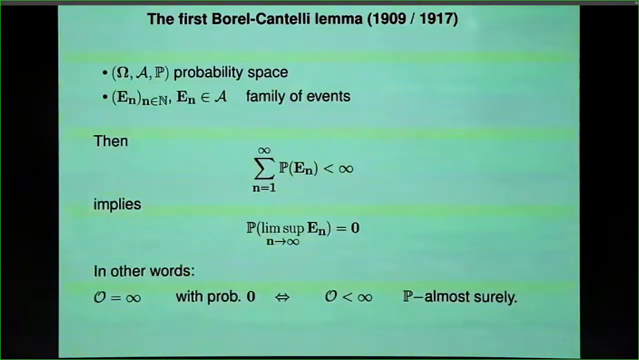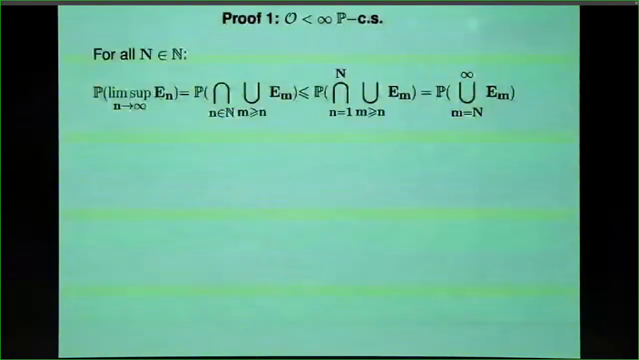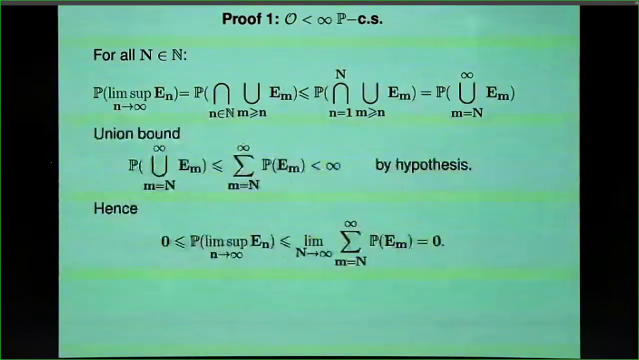So if O is infinity with probability 0, this is just the definition. There are two proofs. One is the classical proof. You pick some omega, you take the definition of the lim sup, and you estimate the intersection of all of them by the intersection of only n of them. You have here something which is decreasing, so you can just estimate it by the probability of the union from n to infinity. This is a union bound argument, just estimating the union by the sum, which should be finite by hypothesis.